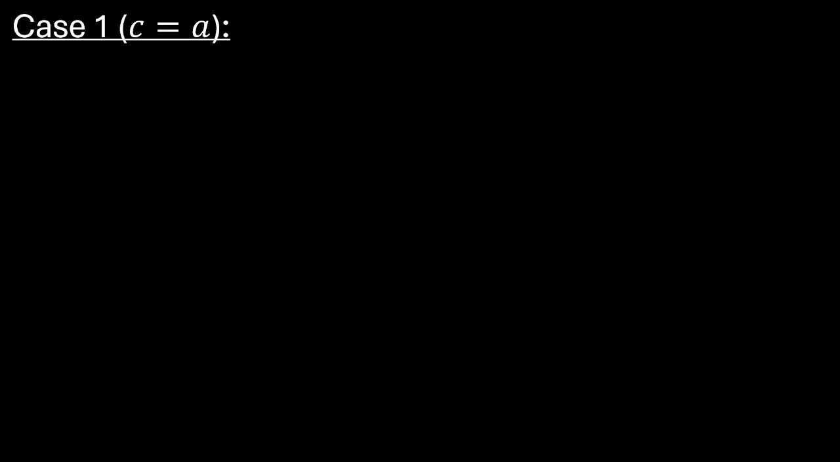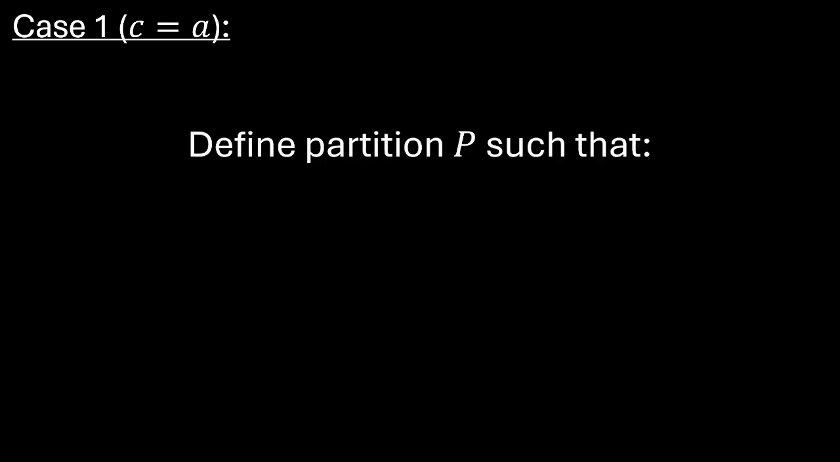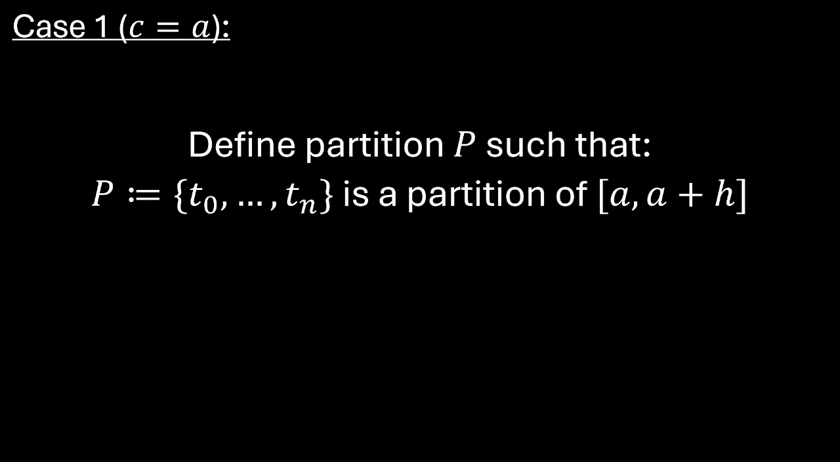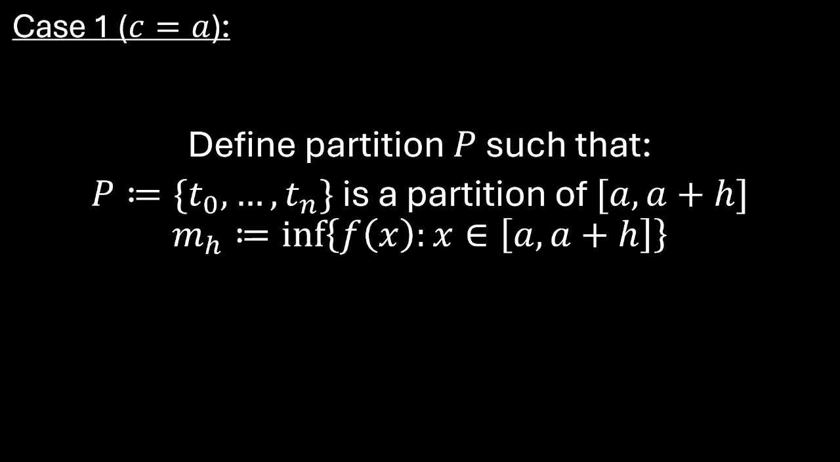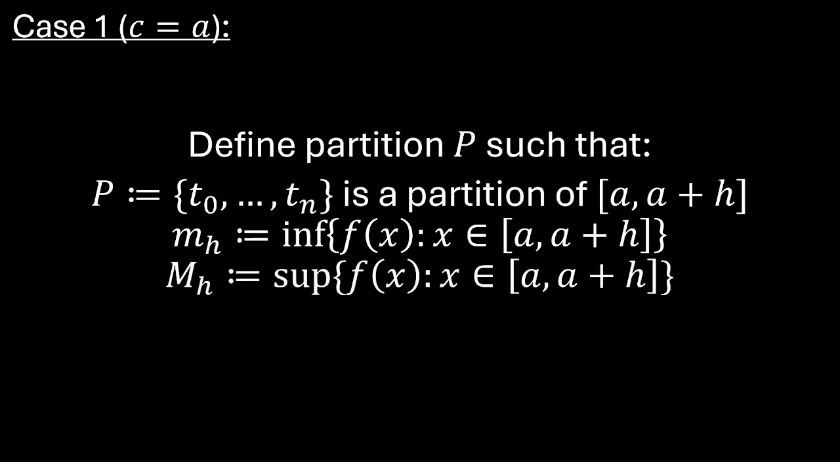So continuing on, let's define a partition P such that P is that partition there, and it's a partition of the closed interval from a to a + h. With this, we can define little m_h and capital M_h as such, where m_h is the infimum of f(x), for x an element of that interval, and M_h is defined the same way, but instead of infimum, we're looking at the supremum.